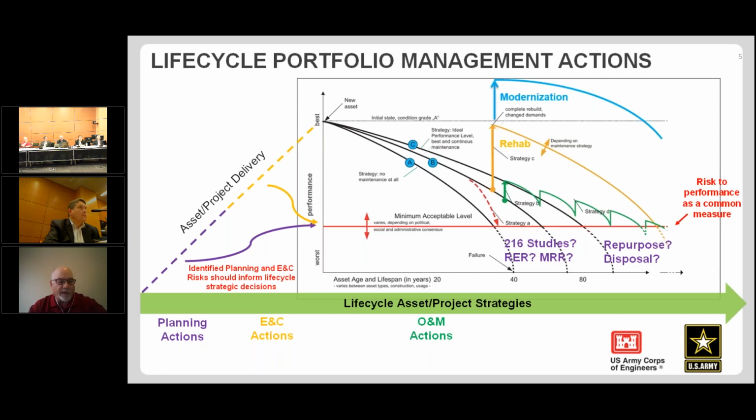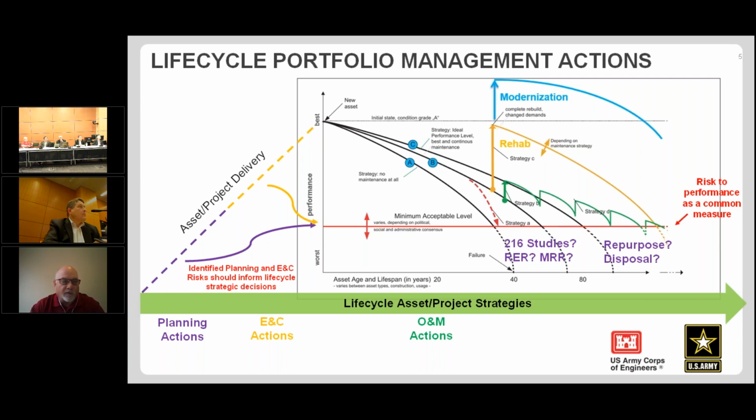This slide demonstrates the way we look at asset management from a life cycle portfolio. You have our early actions like the planning actions and engineering and construction on the front end. I work in operations, so I'm really more concerned with the part of the chart that gets into the life cycle asset and project strategies. As you can see from this chart, once an asset is put into service, there are many different ways you can approach this. We call this a sawtooth chart because it shows the different ways that you can invest money and how it might affect the life cycle of a particular asset.